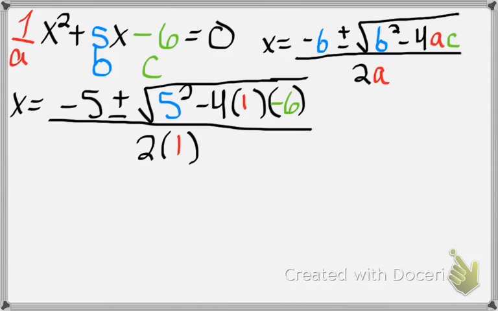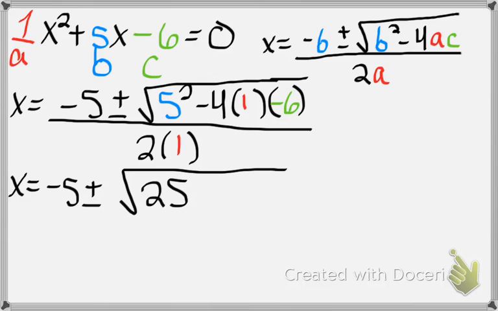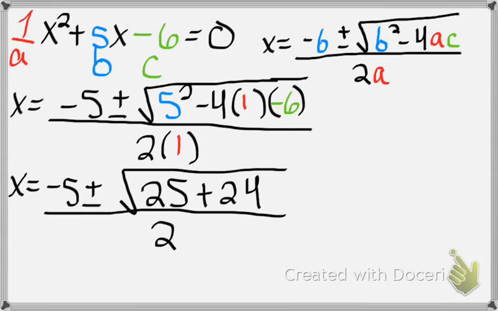So let's go ahead and write down what we're left with on the inside. Remember, 5 squared is 25. We just got done saying -4 times 1 times -6 was positive 24, so you have positive 24. And on the bottom, you have 2 times 1, well, that's just 2. Okay, so you're now one step closer. You've taken care of this bit, you've taken care of this bit.